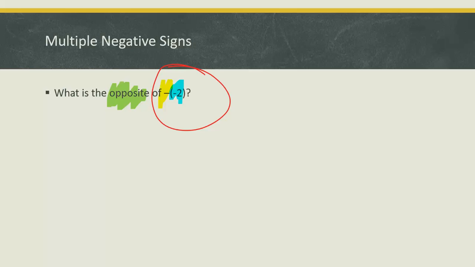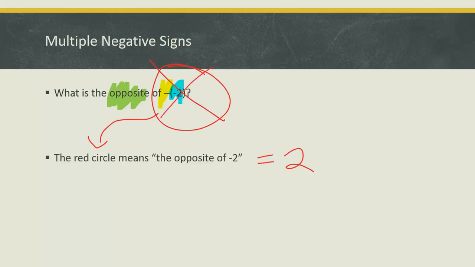So I just circled it in red, -2. We can think of that yellow negative sign to mean the opposite of -2. So looking just at that part in the red circle, what that actually means is the opposite of -2. Okay, the opposite of -2 is +2. So I'm going to take out that red circle and replace it.